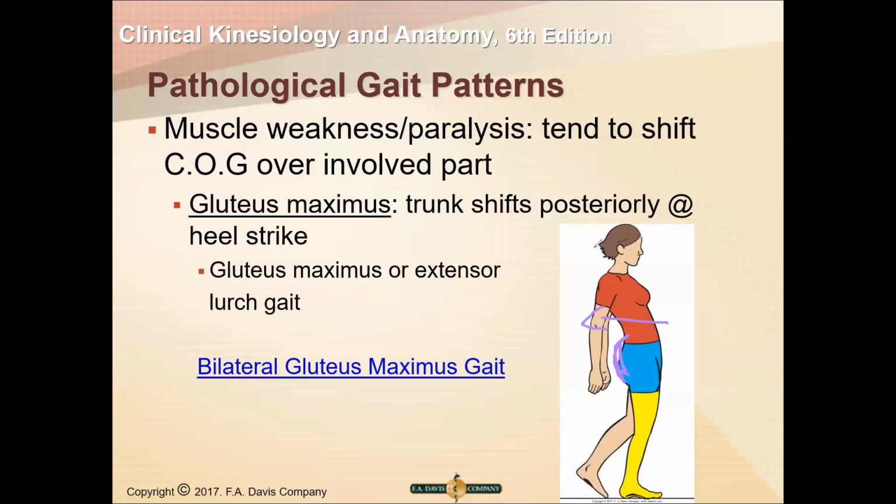So when you're talking about pathological gait patterns, we're going to talk about glute max gait. Then we're going to talk about hip flexor gait. And then we're going to talk about glute med gait. When we're talking about those different types of gait, it's based upon the way the trunk is shifted. It's also going to be talking about which muscles are affected, right? But the main idea here is the way the trunk is shifted describes the gait. So if I'm leaning way forward, what do you think that gait's going to be called?